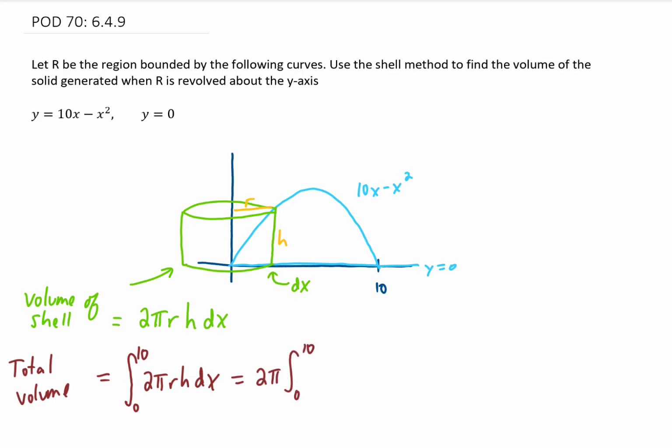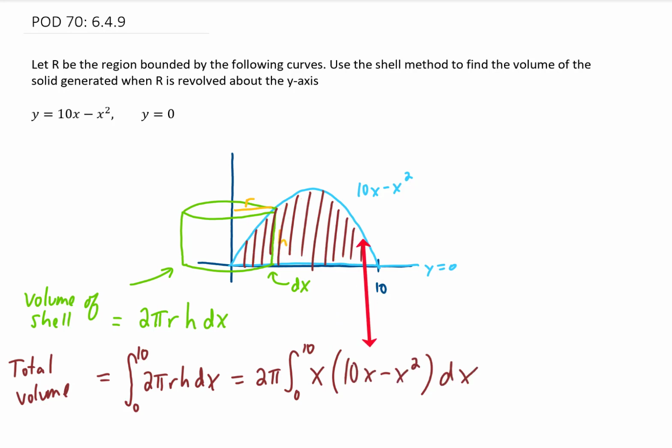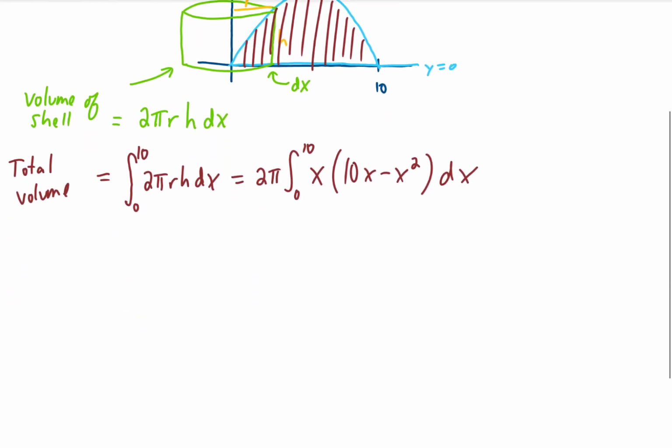You'll notice from the picture that the radius of each one of these shells is determined by each x value from 0 to 10. In other words, if we drew all of these shells in, the smallest shell would have a radius of 0 and the largest shell would have a radius of 10. So we're just going to say our radius is x. The height of each shell, you'll see from this graph, is given by the function 10x minus x squared. Now to complete this problem, we need to integrate, plug in our limits, and get an answer.